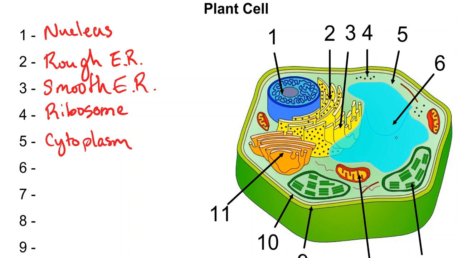No problem. 6 looks like it's pointing at one humongous storage facility, and so that would be a vacuole. That's another dead giveaway that that's a plant cell. It's a plant cell because it's got a massive vacuole in the middle. There's going to be one more here in a little bit.